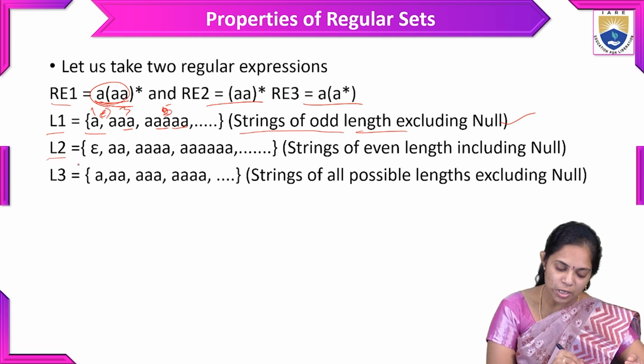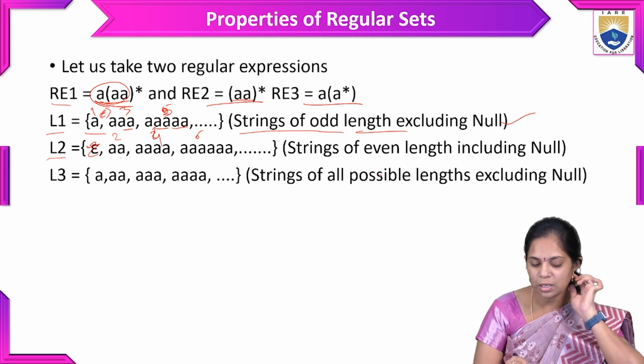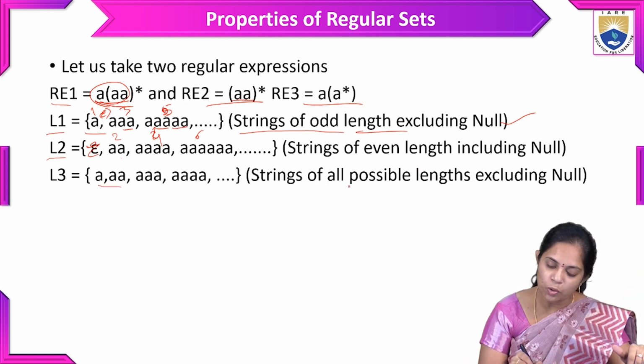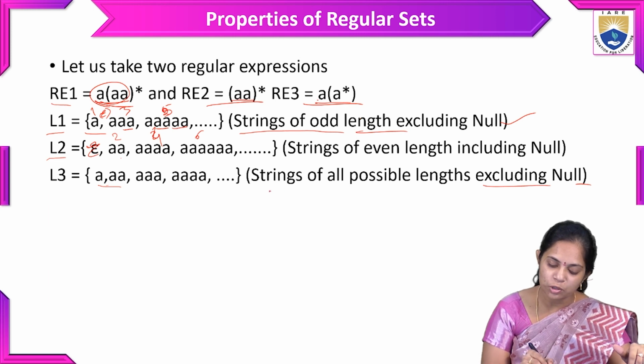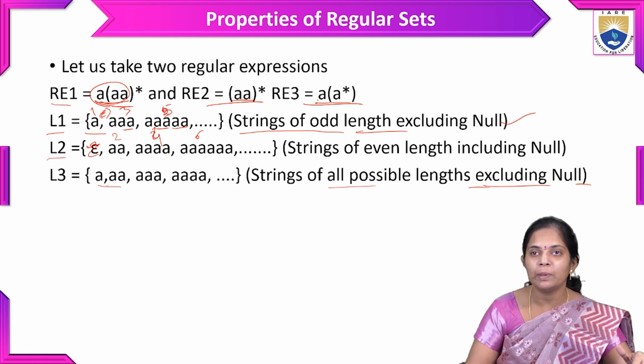And next, language L2 is nothing but it is having AA. The first (AA)* represents the empty string along with the AA pattern repeated two times, so we can say 2, 4, 6. So what is the length of the string in this sense? The string of even length including null. And next, the string of all possible lengths including null. So here a* represents a combination of strings of all possible lengths including null. With these regular expressions we will prove the properties.